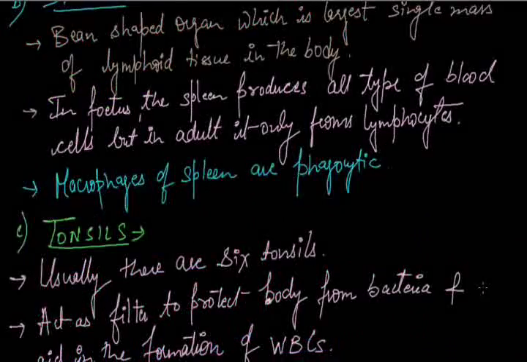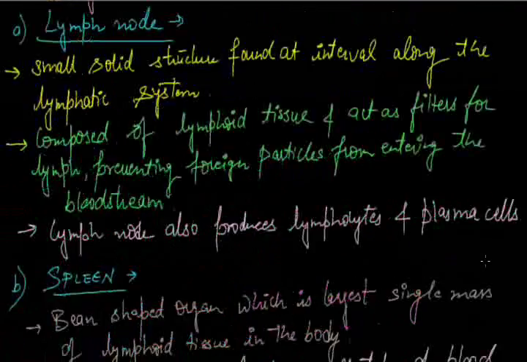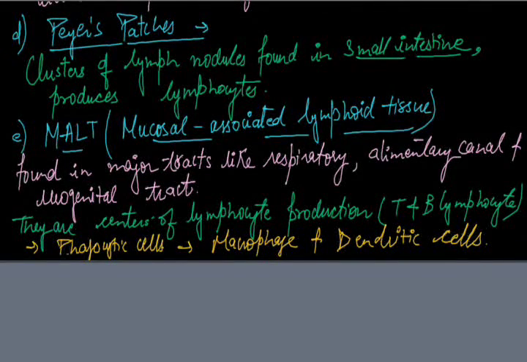So this is all about the lymphoid organs, which are mainly primary and secondary, and their further description.